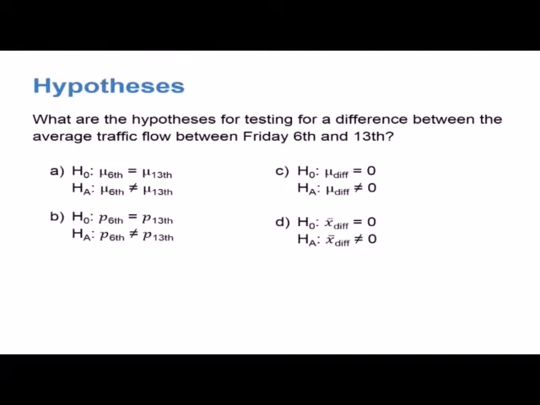So what are the hypotheses for testing for a difference between the average traffic flow between the Friday the 6th and the 13th? Notice we have 4 options here. Option A is comparing two independent means. Option B is comparing two independent proportions. Option C is comparing the difference of means of dependent observations, and D is comparing the difference of sample means.